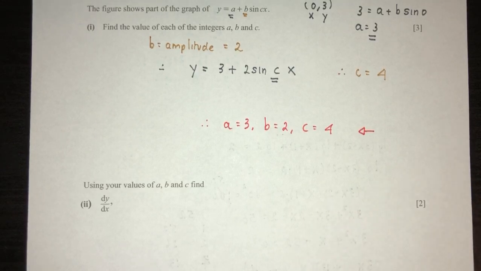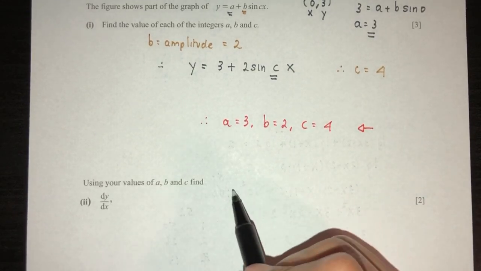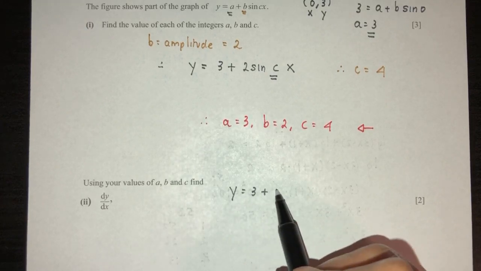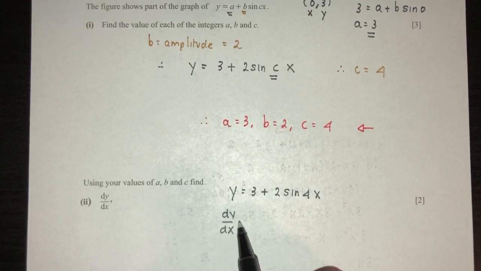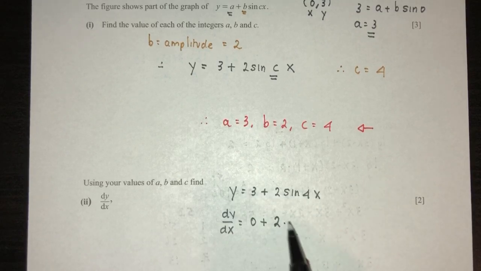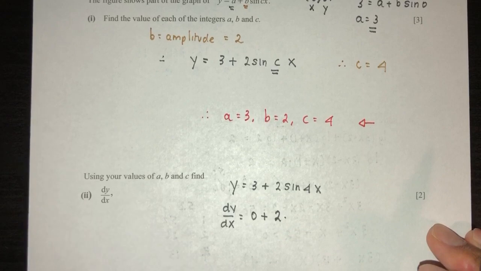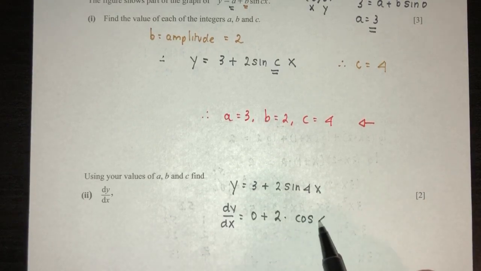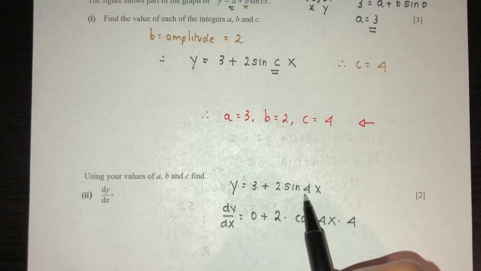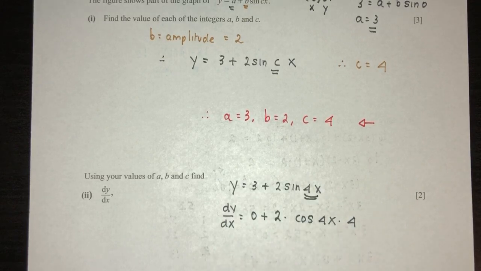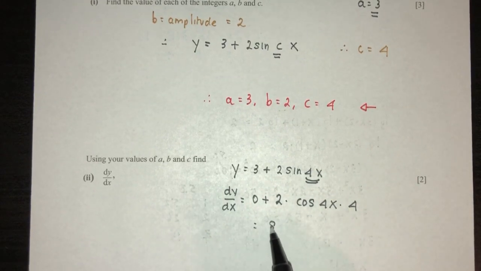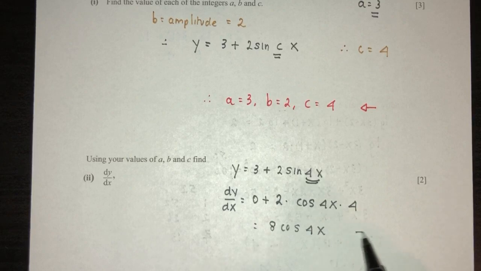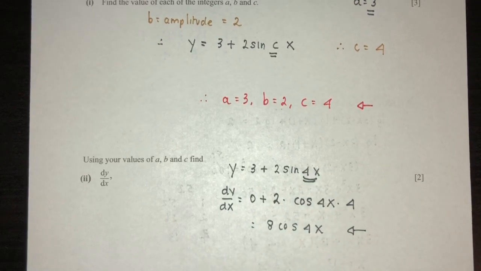Using these values of a, b, and c, we have to find dy by dx. So let's begin. y is equal to 3 plus 2 sine 4x. So what is dy by dx? Let's check it out. The derivative of 3 will be 0. 2 is only a multiple, we can leave it outside. dy by dx of sine will become cos. Here we have 4x, but of course we have to multiply by 4 because we have to multiply by the differentiation of the angle, which is 4x here. Now 4 times 2 will be 8 cos 4x, and this will be your dy by dx of this function.